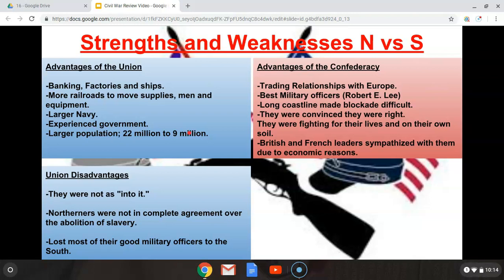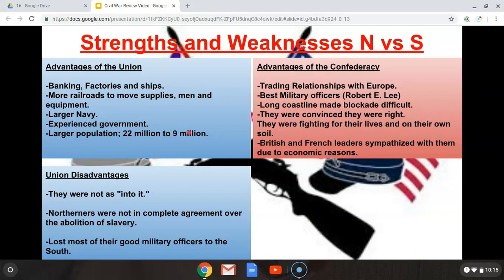So the Confederacy, they had some advantages too. They had a trading relationship with Europe, specifically Britain and France. A lot of our cheap cotton left here and went to Britain and France in order for them to make goods. So they wanted to make sure they kept that trade relationship open with Europe. They had the best military officers, like Robert E. Lee. They had a long coastline. We have a long coastline in the South, making a blockade very difficult.